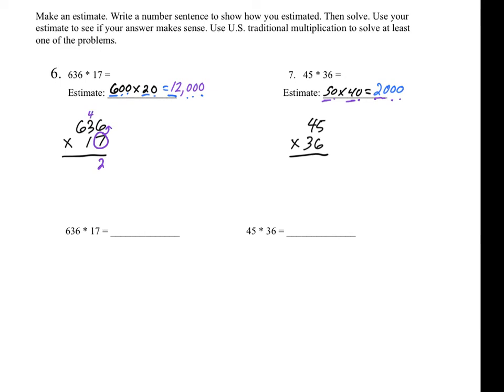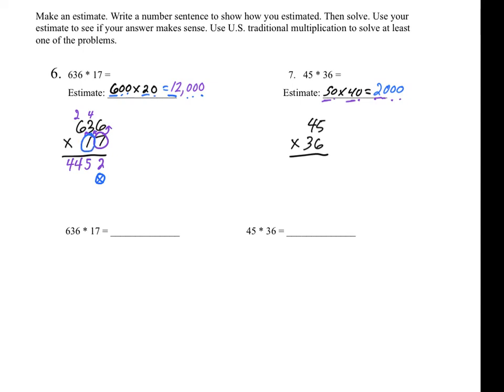7 times 3 is 21. Add 4 more. We get a 5. 1s goes down, 2 up. Then we do 7 times 6, which is 42, plus 2 more is 44. Once you move down to that second number, the second row, we need to put a 0. Some people like an X. You can put both if you'd like.